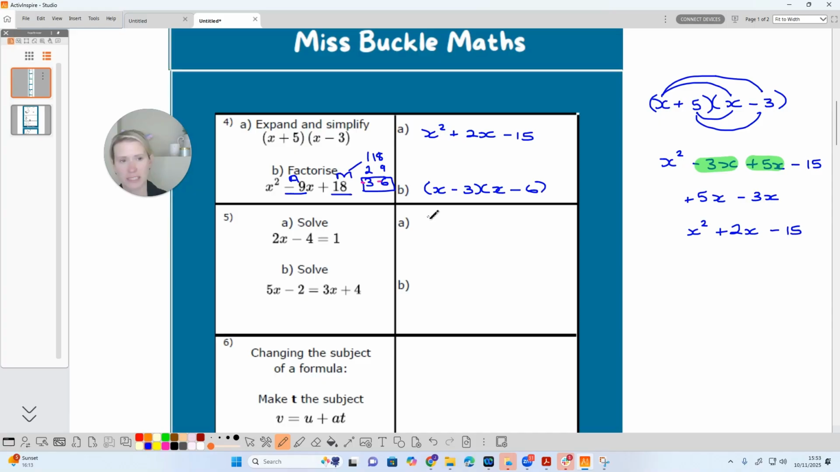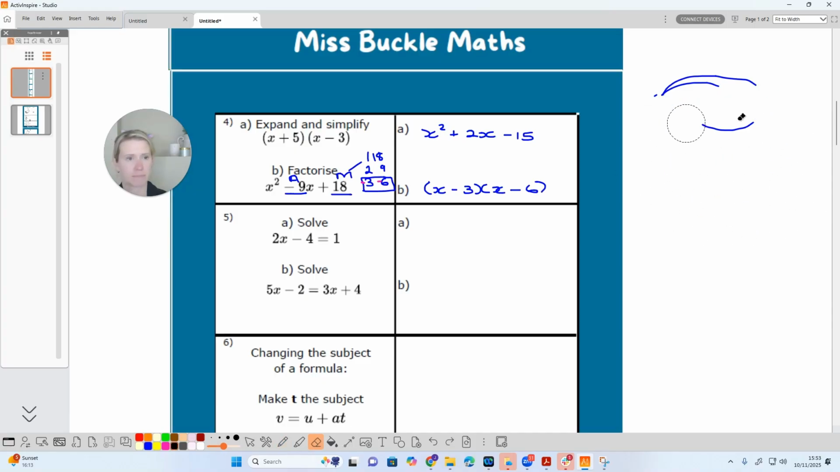Right, solving equations then. I'm going to start by writing out the equation over here. 2x subtract 4 is equal to 1. Now, solve means work out the value of the variable. We're trying to work out the value of x. We want our final solution to say x equals something. Now, it's a balanced equation, the same on each side. So whatever we're doing to one side, we have to do to the other.